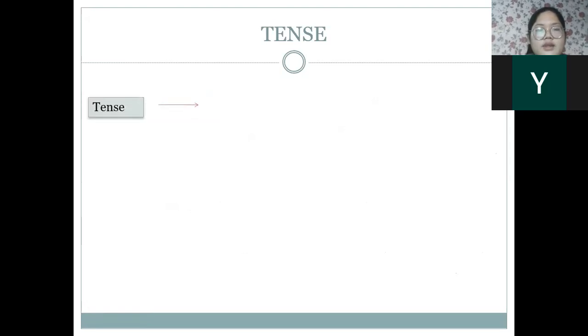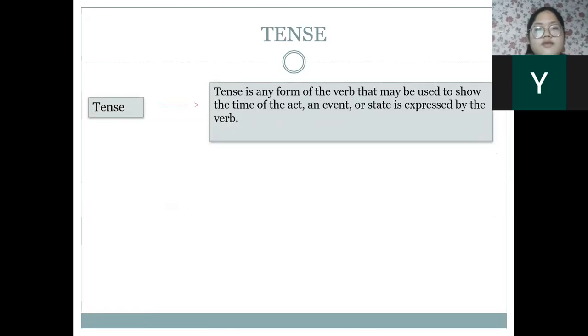Tense is any form of the verb that may be used to show the time of the act, event, or state expressed by the verb.